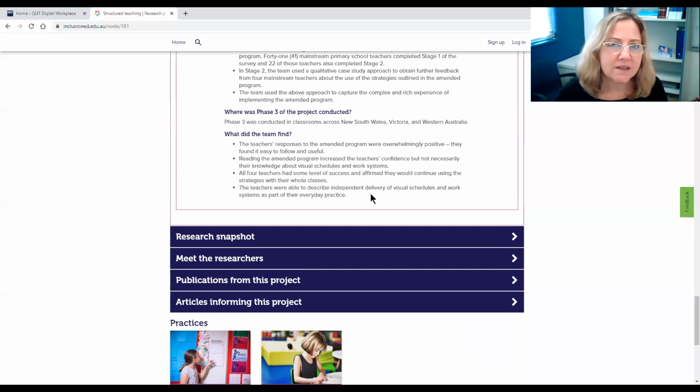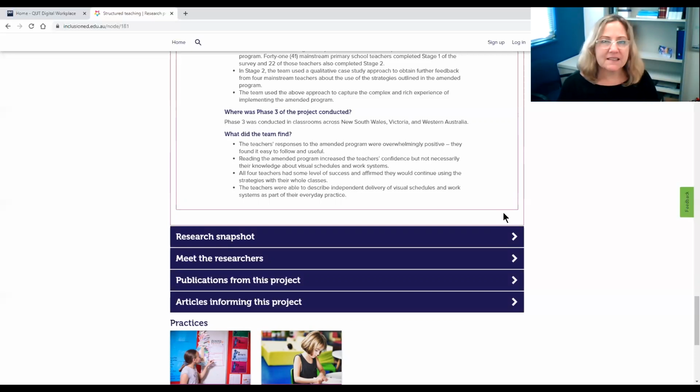Okay, so what we have now is an evidence base that tells us that a strategy that is considered an evidence-based practice for students with autism, so this is visual schedules, has utility in mainstream classrooms, because previously most of the research has been conducted around or in specialist settings and not necessarily directly in mainstream classrooms by mainstream teachers as part of their everyday teaching.